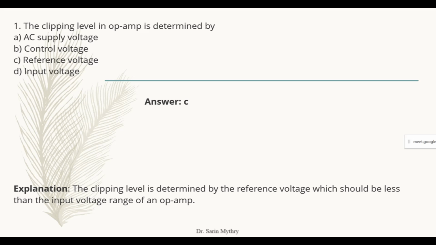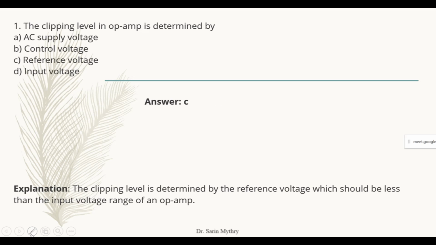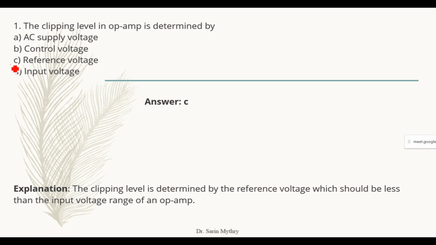The input voltage range simply tells about the range of the input which is in the operating phase of your particular op-amp. So that's the input voltage range. For this particular question, option C is the correct one. Option C is the correct one.